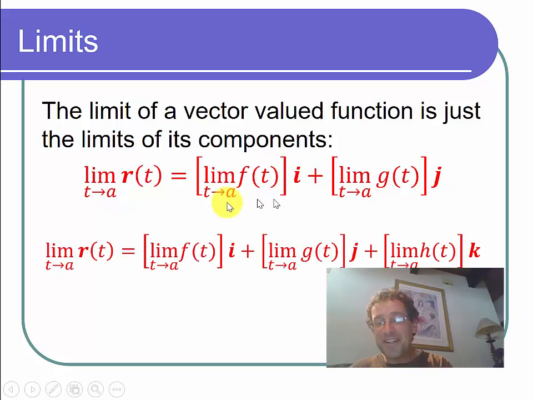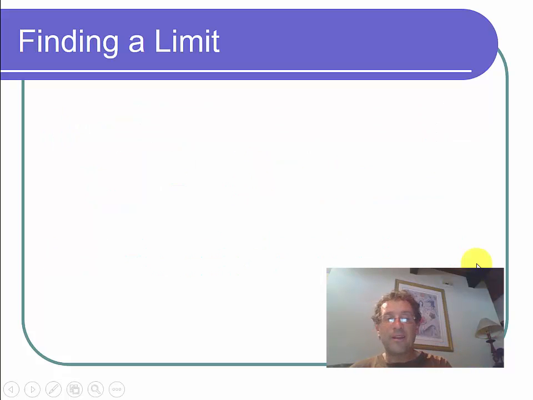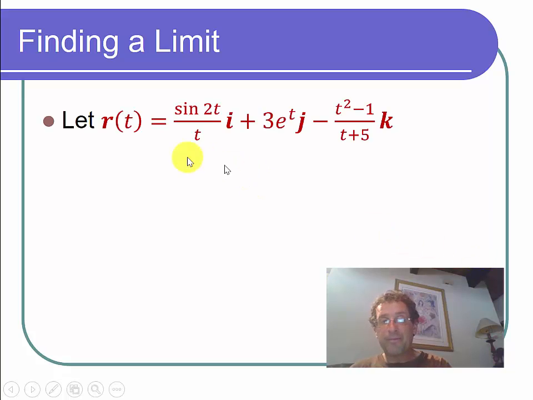And for 3 dimensions, I bet you can guess, the limit as t goes to a of r of t is the limit as t goes to a of f of t i, plus the limit as t goes to a of g of t j, and then plus the limit as t goes to a of h of t k, where r of t is f of t i plus g of t j plus h of t k. And that's the definition of the limit of a vector valued function. So to find the limit, say in 3 dimensions, it just means you have to find 3 individual limits and then put them together. So let's look at an example.